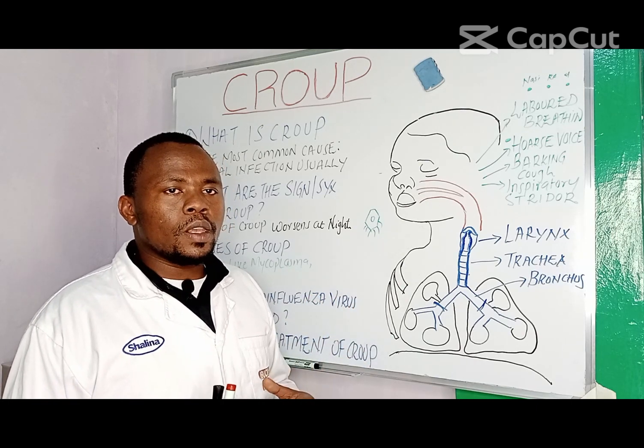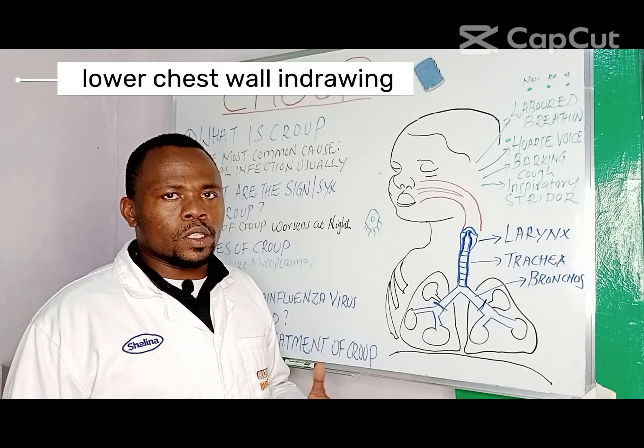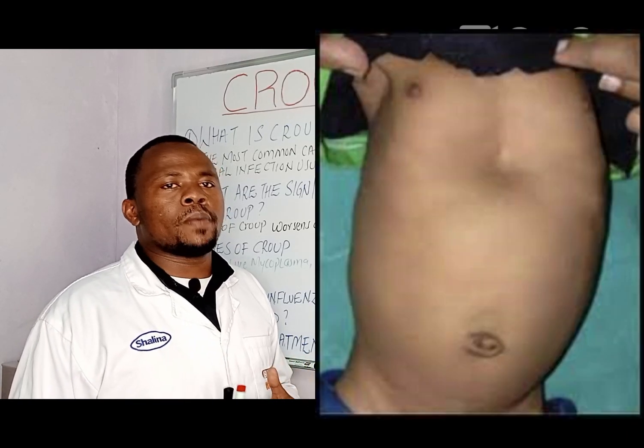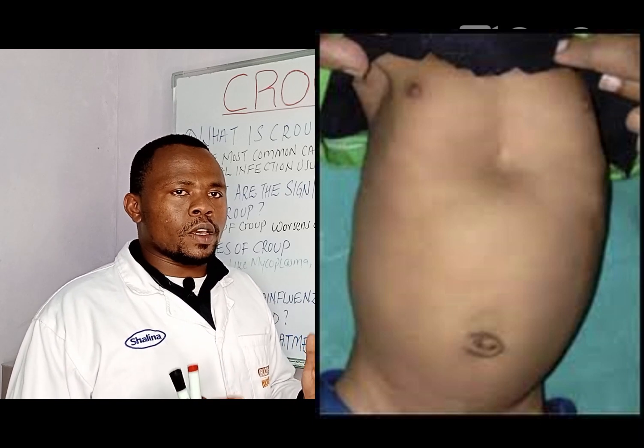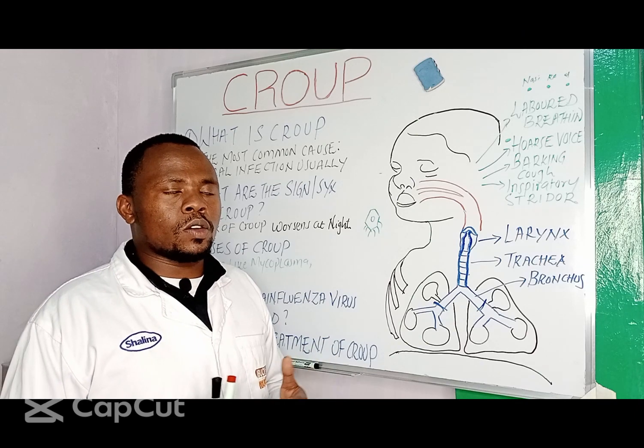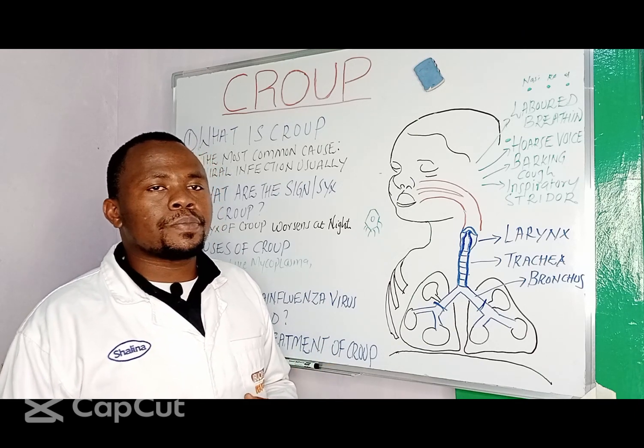And last one, we have lower chest wall indrawing. Lower chest wall indrawing is the sinking in between the ribs of the child. That area, you will see the tissues or the skin trying to sink in between the two ribs because the child has labored breathing.